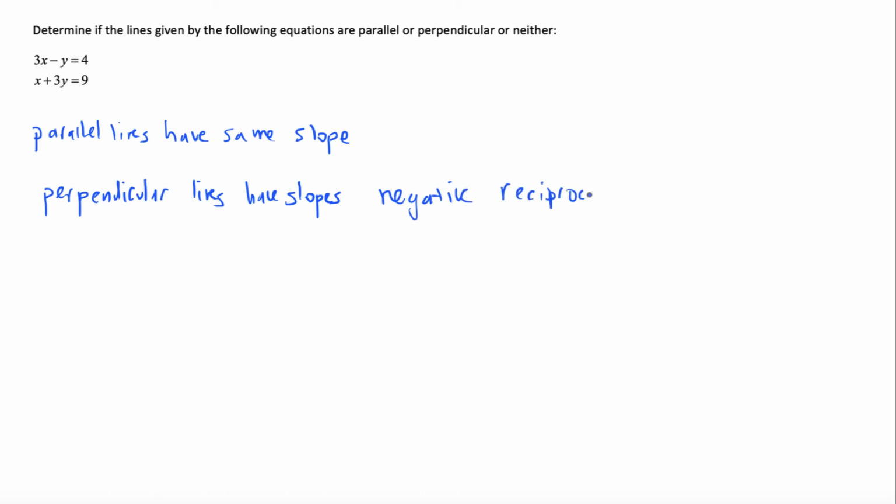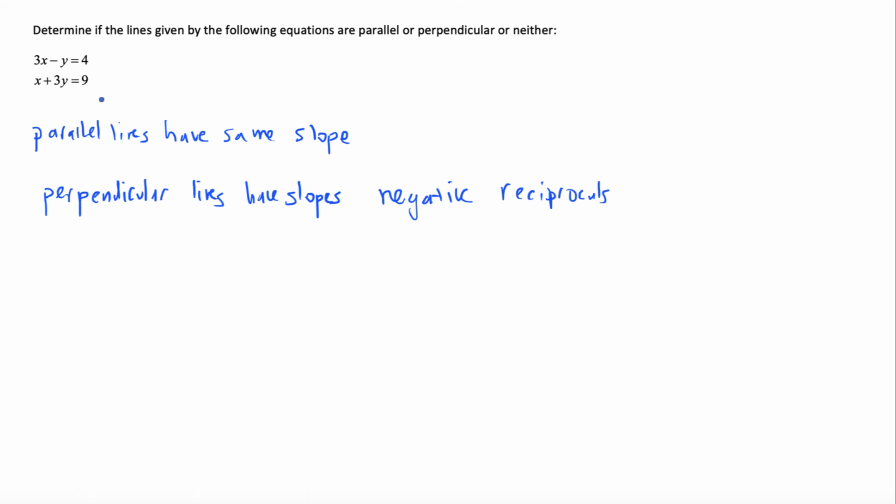So what does that mean? It means that the numbers are reciprocals of each other, but also one of them is positive and one of them is negative. So that's how we determine if lines are parallel or perpendicular. And obviously, if it's not one of these, then the answer is just neither. They're neither parallel nor perpendicular.